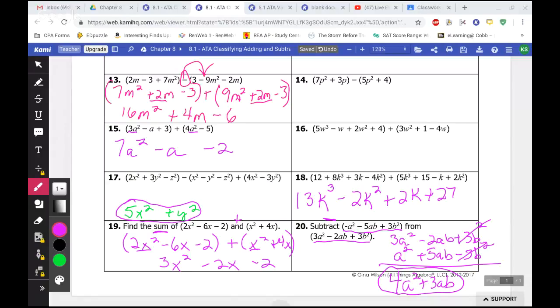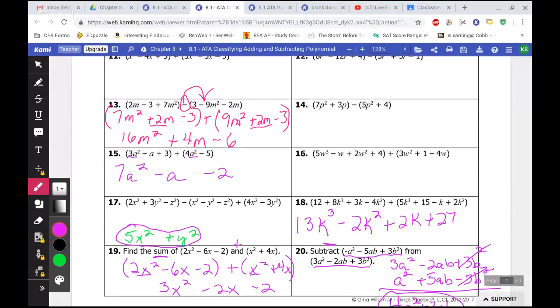Could you do 14 and 16? Yes. Why don't you walk me through it? It's a subtraction. Is the first one, so what would I do? What do I do with the second set? I don't know. What do I do with that minus sign? I don't know.